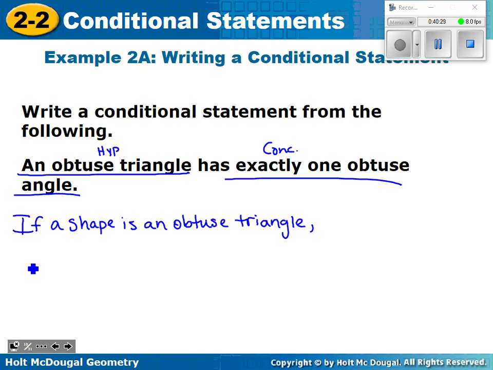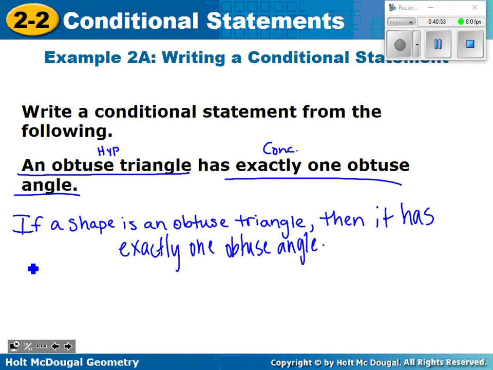So if a shape is an obtuse triangle, or if a triangle is an obtuse triangle, then make sure you include those key words. Then what? Okay, then it has exactly one obtuse angle. And again, I'm going to step it up a little bit when I'm grading your papers. Make sure you're starting with the capital letter, ending with punctuation, that it's grammatically correct. So these sentences you need to be extra cautious on in this chapter because it's a little different, okay? Are you guys with me?